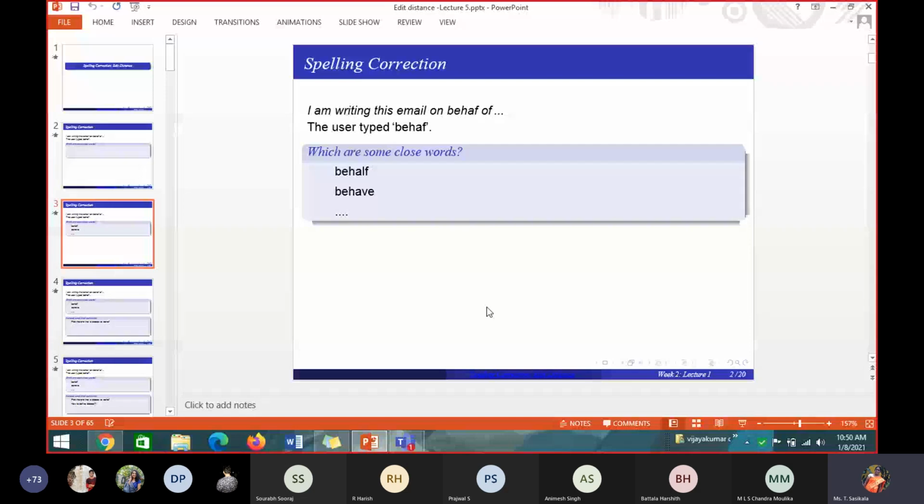So you have to find what options are possible, and you have to find the distance between BEHAF and BEHALF, and the distance between BEHAF and BEHAVE.